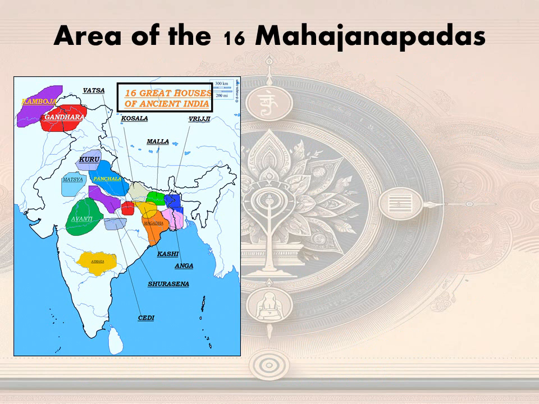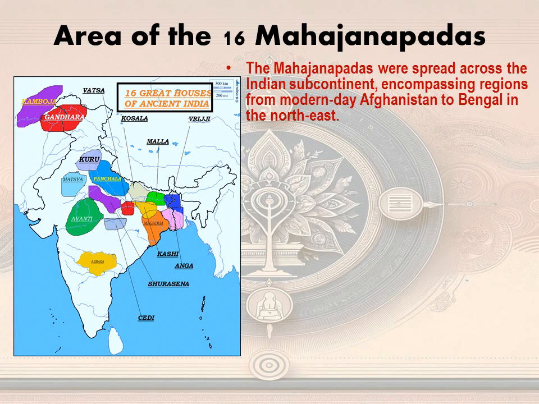Now, the area of the 16 Mahajanapadas. What was the area in which all these 16 states functioned? The Mahajanapadas were spread across the Indian subcontinent, encompassing regions from modern day Afghanistan to Bengal in the northeast. So it encompassed an area right from northern Afghanistan to the east of the Indian subcontinent in Bengal, and a few estimates have said that the area extended up to the state of Manipur itself.